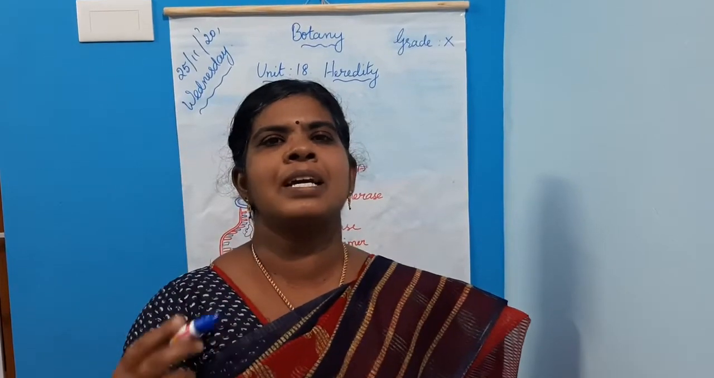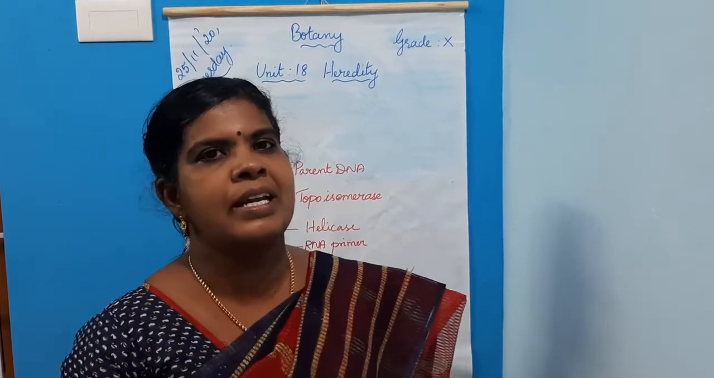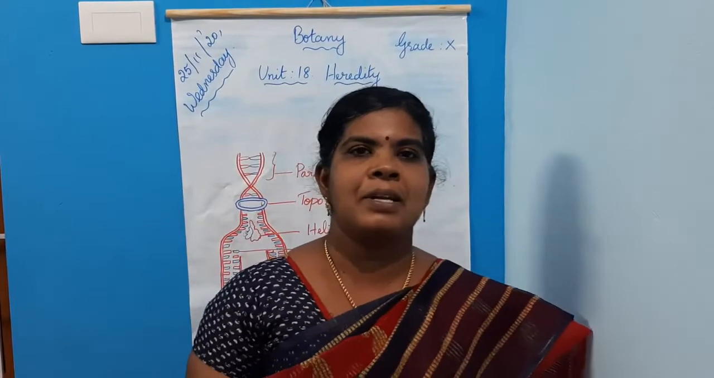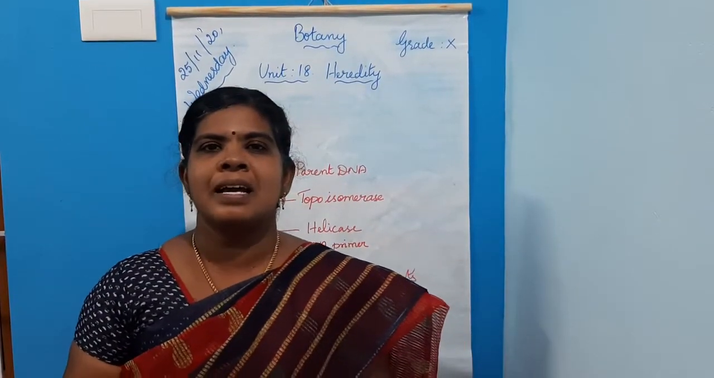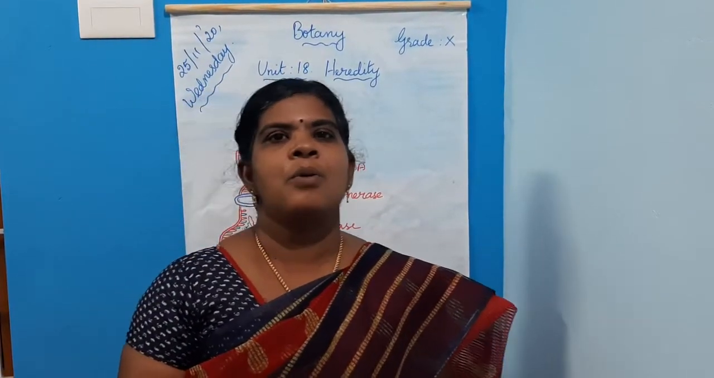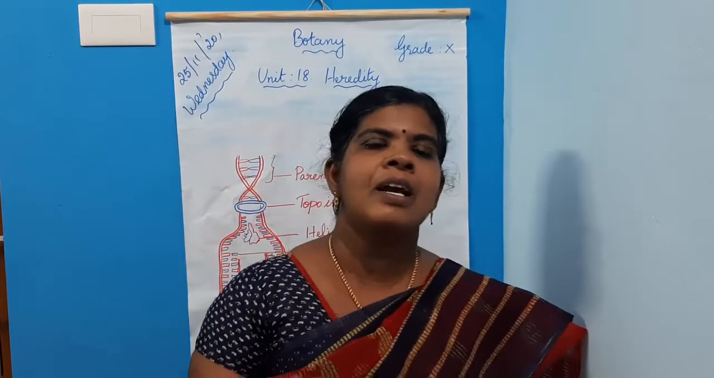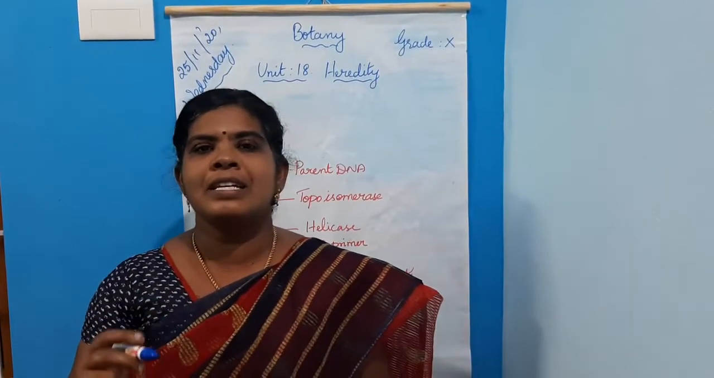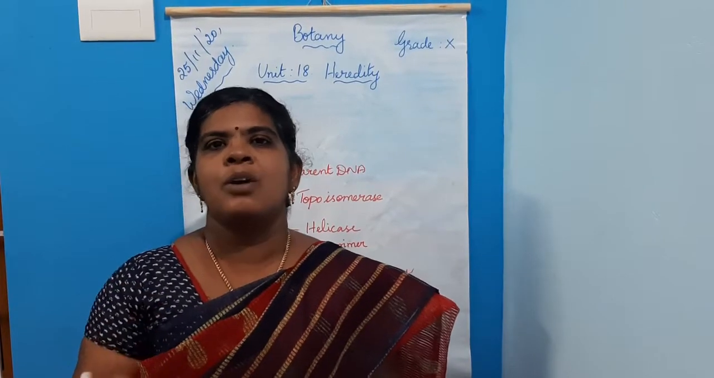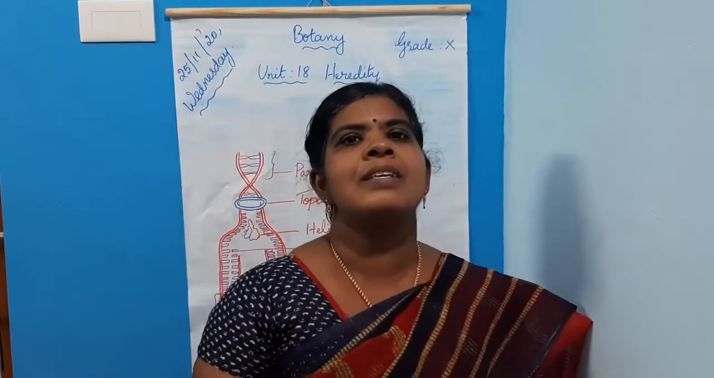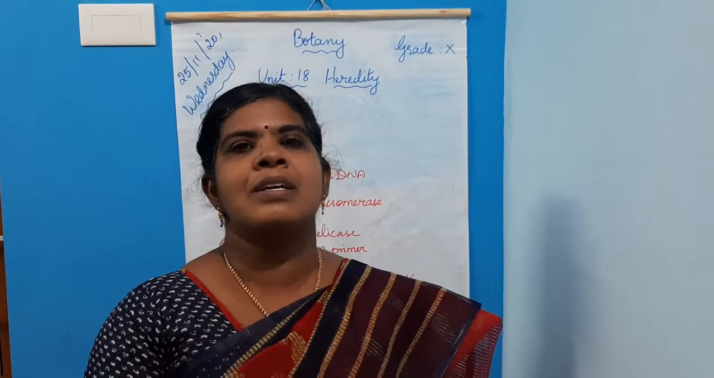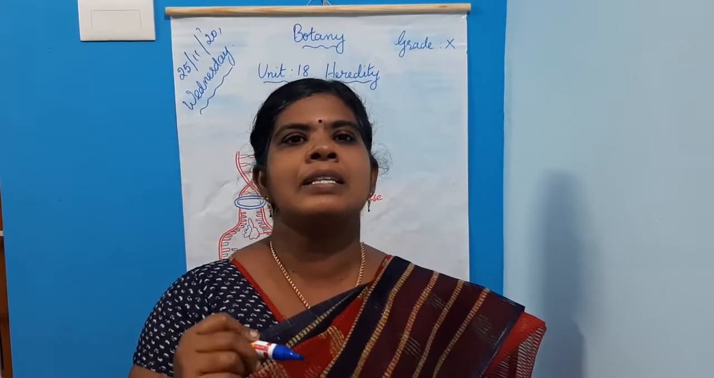What are the two types of nitrogenous bases found in DNA? Purines and pyrimidines. What are the purine bases? Adenine and guanine. What are the pyrimidine bases? Thymine and cytosine. Isn't it? So base pairing in the DNA is specific. You all know how it is. Adenine always pairs with thymine. Guanine always pairs with cytosine with triple bonds. The bond between adenine and thymine is a double bond, isn't it?